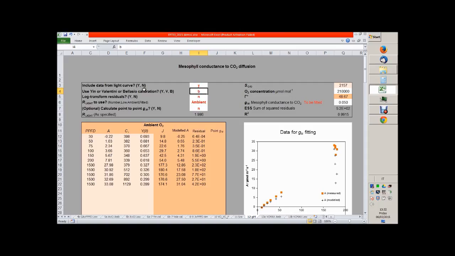Secondly, it can be specified, as we have seen already, what calibration to use to calculate J. This can be the Yin, the Valentini, or the Bellasio calibration. Then we can specify as usual whether to log transform residuals and which respiration to use.